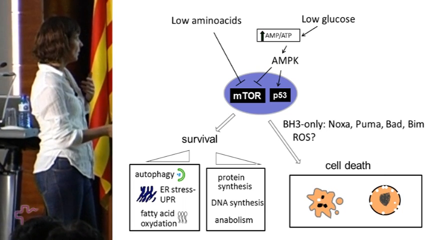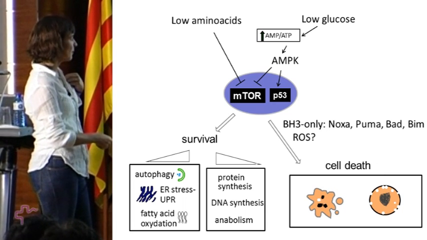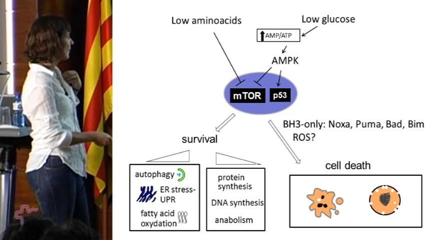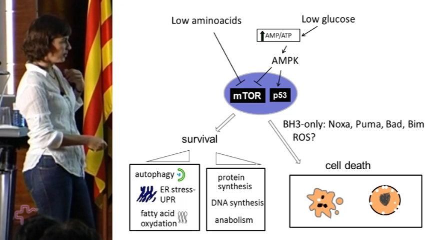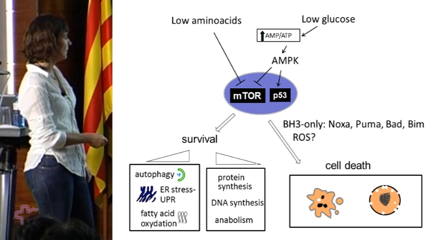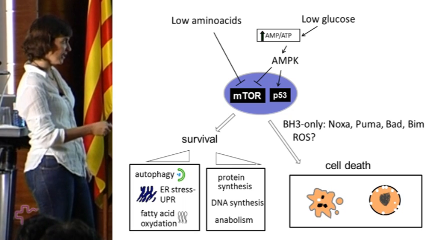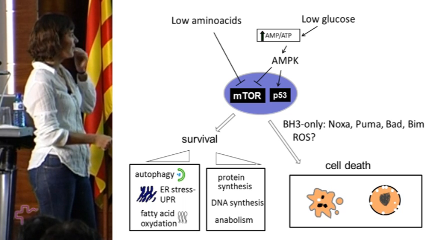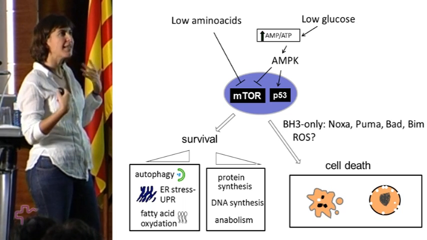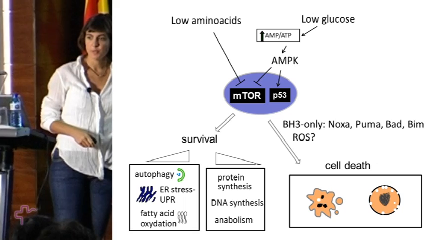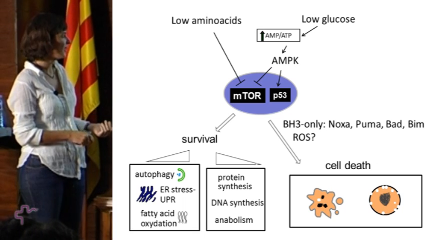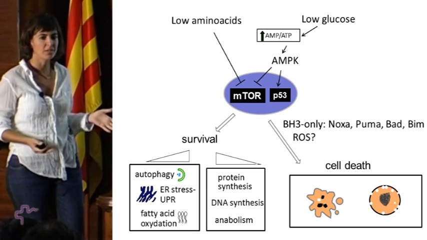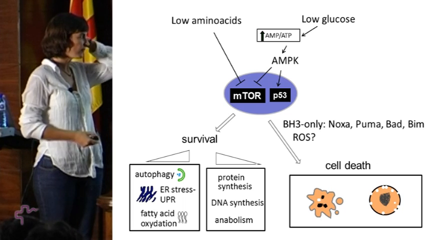So on one hand, repair pathways such as autophagy or also fatty acid oxidation that can promote ATP generation. The ER stress signaling pathway is also engaged here, as you will see later. But also every anabolic process is stopped. Protein synthesis stops, DNA synthesis stops, and in general, all anabolic processes.